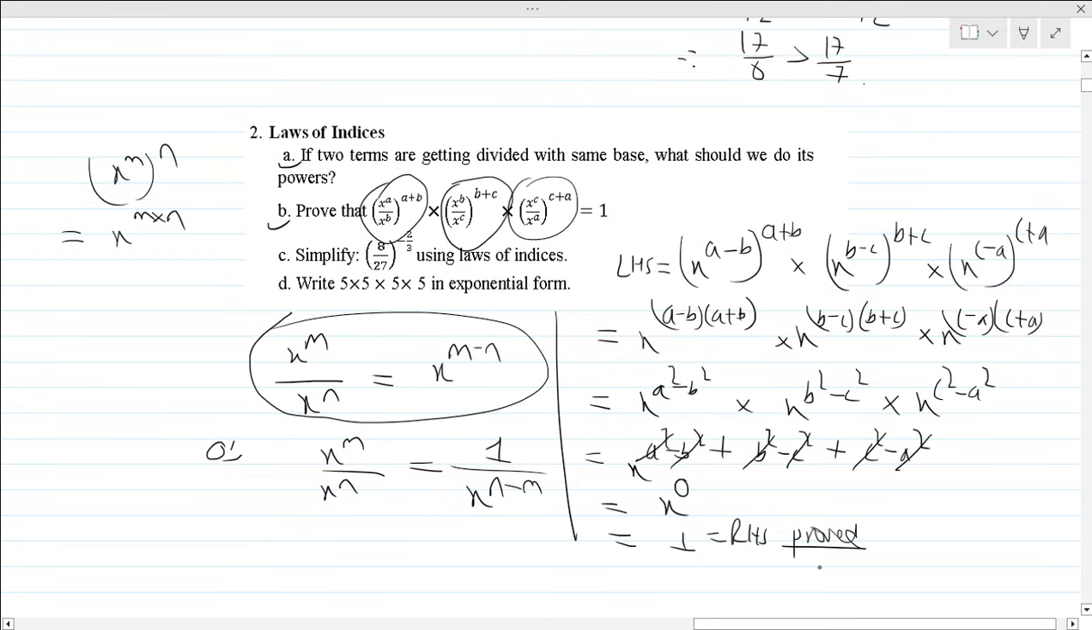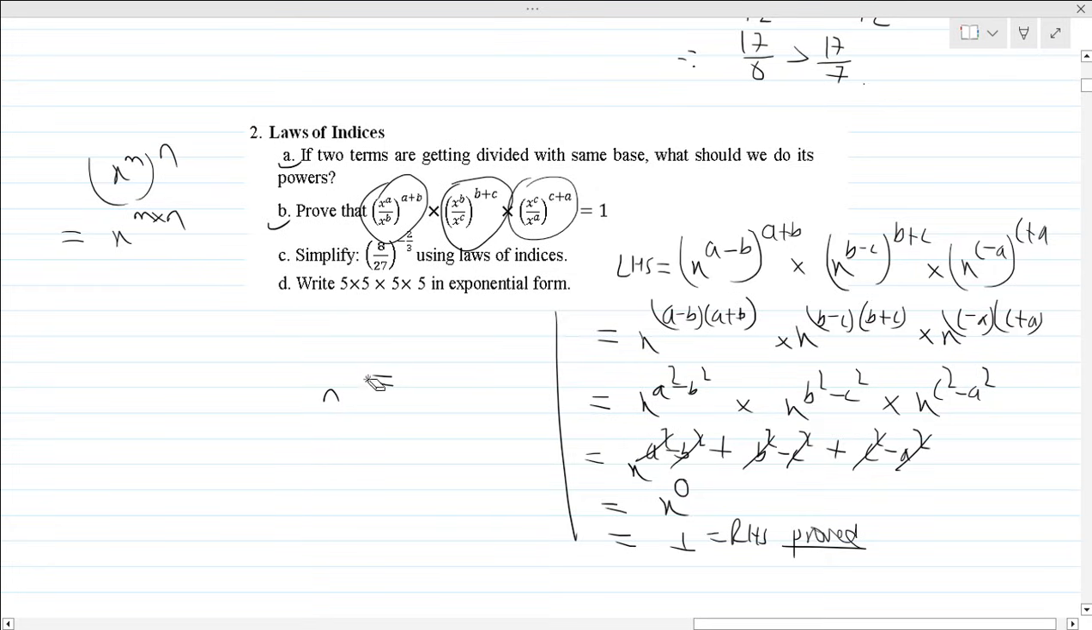So that's number B. Now we go with number C. First I erase this one. Okay, so let's go with number C. What does this say? Simplify 8 by 27 whole power minus 2 by 3. We are given here 8 by 27 whole power minus 2 divided by 3.